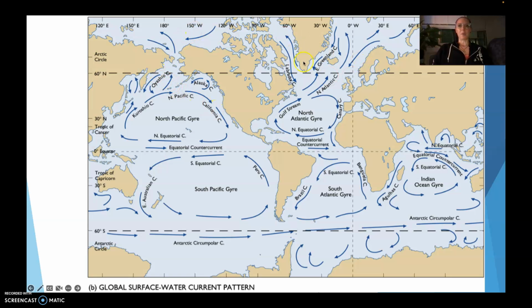There's also all these little smaller circulations and smaller currents. Those definitely exist for sure, and we'll learn a little bit later on that there are even smaller little circulations that we observe, but this is just kind of an overall averaged out view of what we would see.